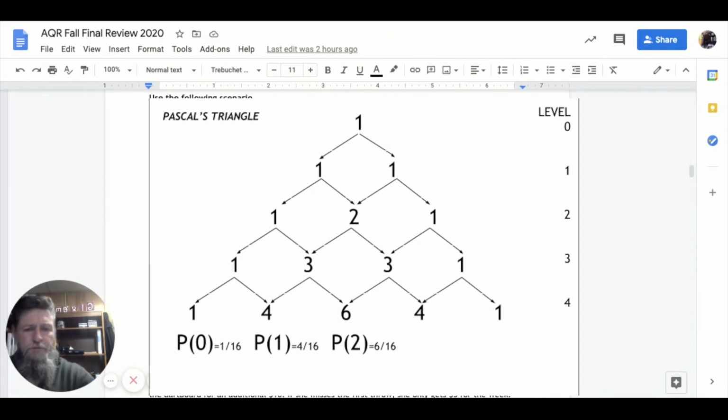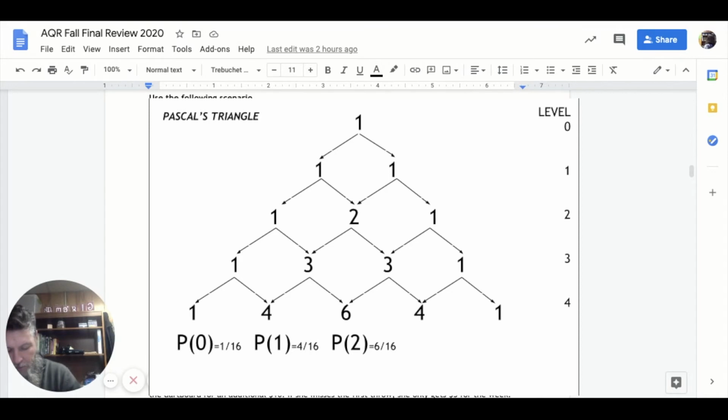What's the question we're looking for? I think we've already answered it. Let's double check. What is the probability she'll win at least 2 games? Okay, so she just has to win 2 games. All right, so let's look. How many possible ways can she win 2 games? Does it say at least 2 games? So it's any way she can win 2 or more games.